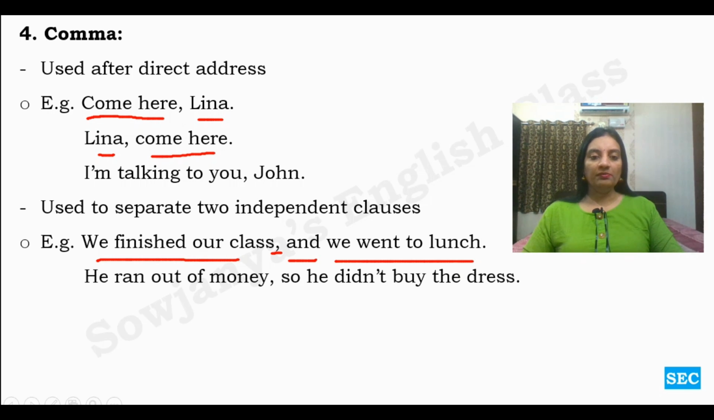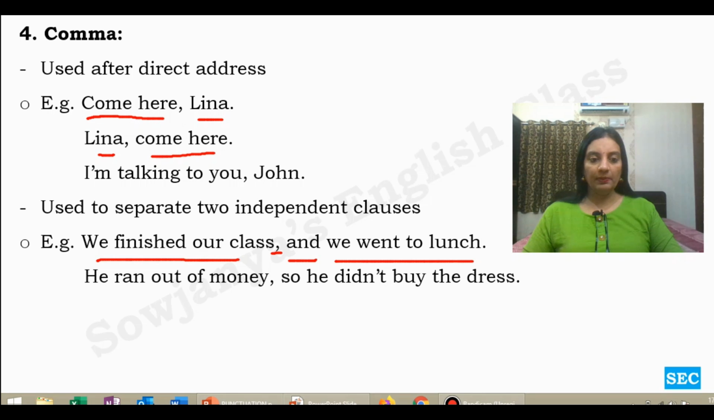He ran out of money, so he didn't buy the dress. Here also you see 2 independent clauses. He ran out of money. He didn't buy the dress. Okay, we call them independent clauses because it has a subject and a predicate verb. Even this also has a subject and a predicate verb. So we call them independent clauses. They are joined by a coordinating conjunction.